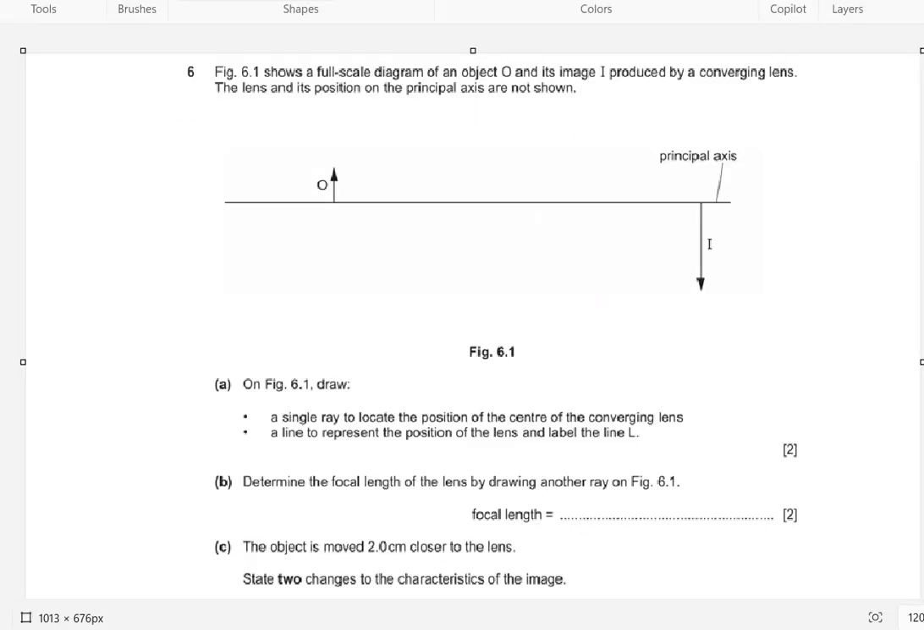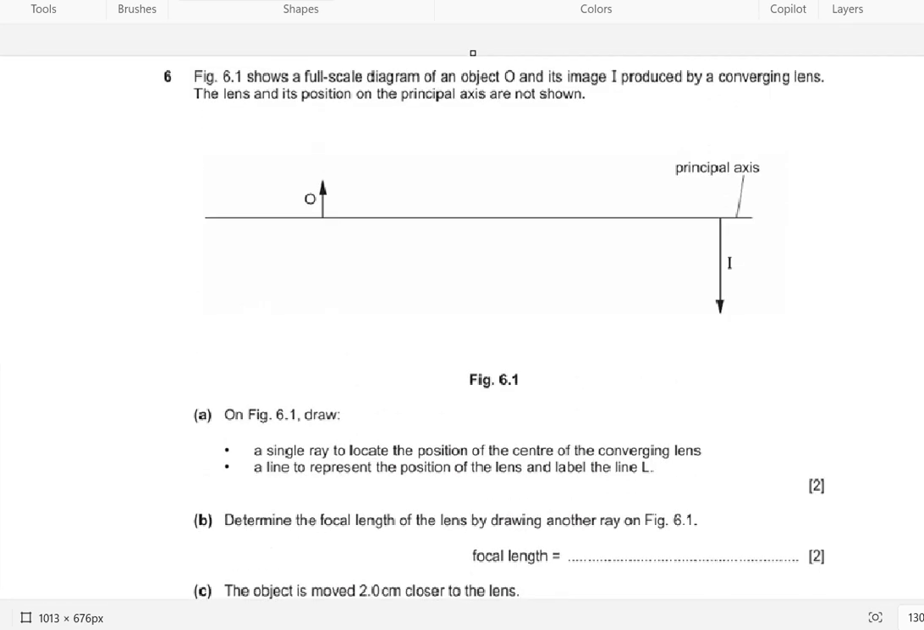The next question, I already put it here because I need to draw. So here I hope it's clear. Let me try if I make it bigger. Yeah, a little bit. So they say here, figure 6.1 shows a full-scale diagram of an object and its image. The object is O here and the image is here, I, produced by a converging lens. The lens and its position on the principal axis are not shown. I don't see the lens.